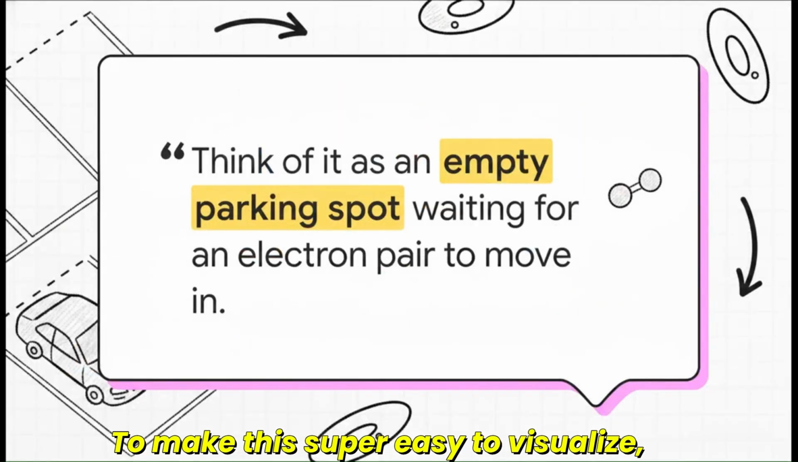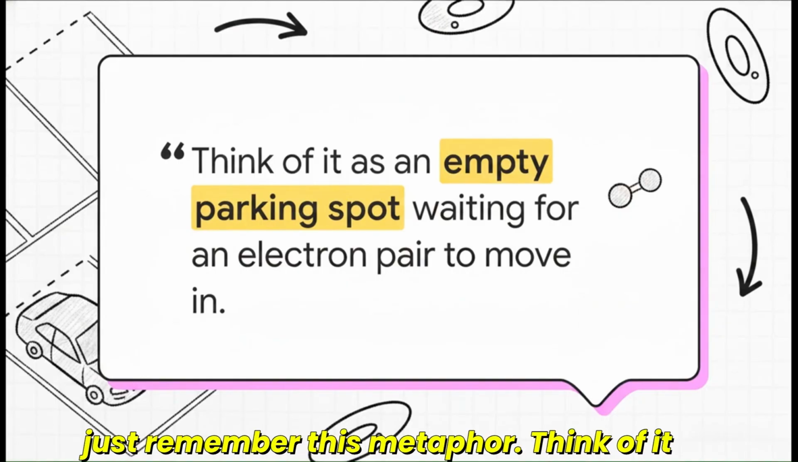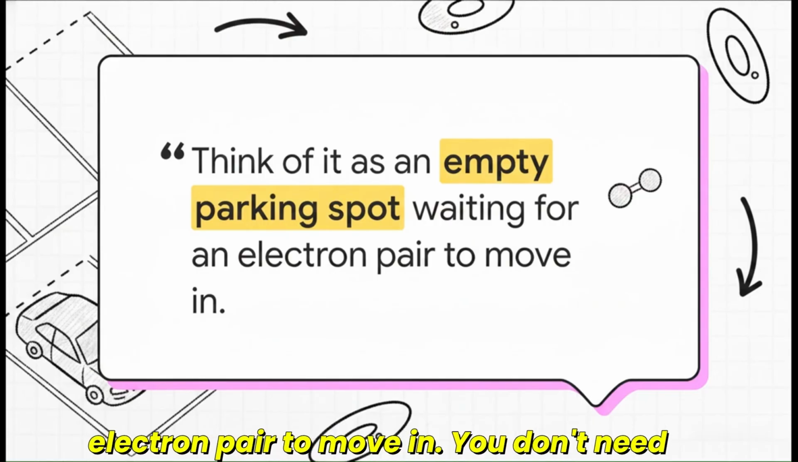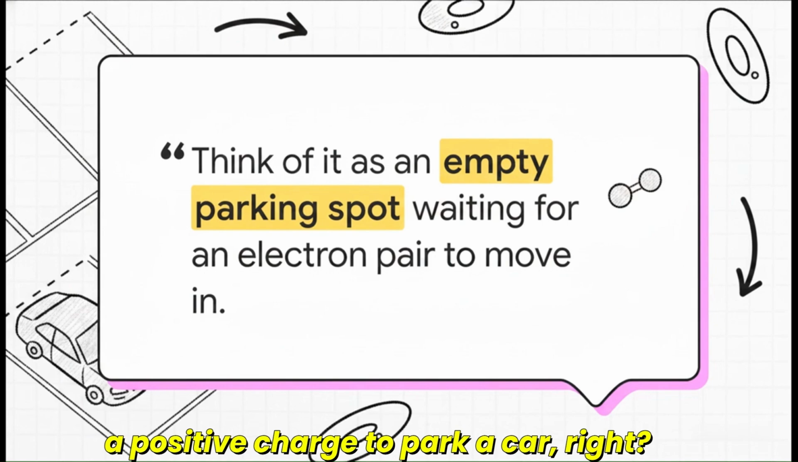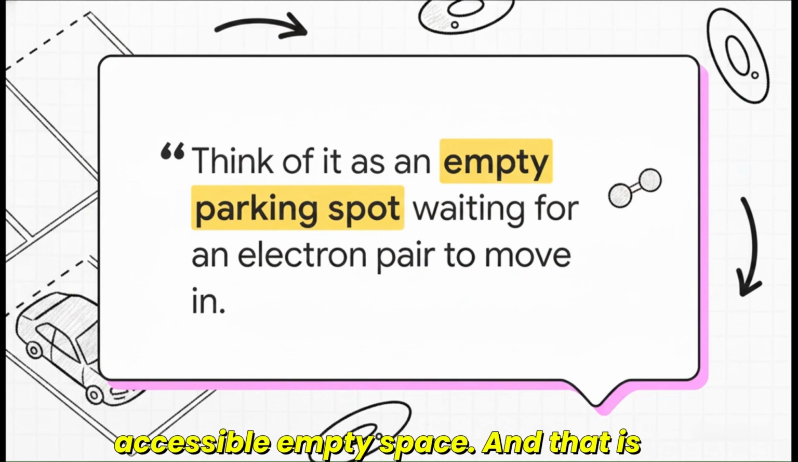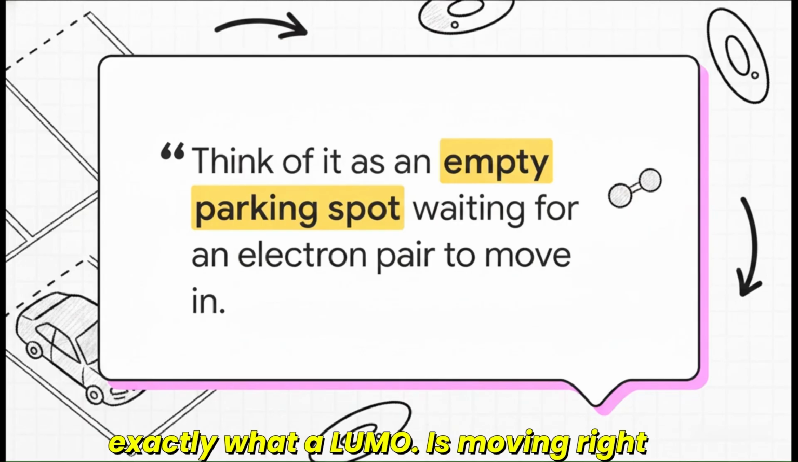To make this super easy to visualize, just remember this metaphor. Think of it as an empty parking spot waiting for an electron pair to move in. You don't need a positive charge to park a car, right? You just need a clearly marked, accessible, empty space. And that is exactly what a LUMO is.